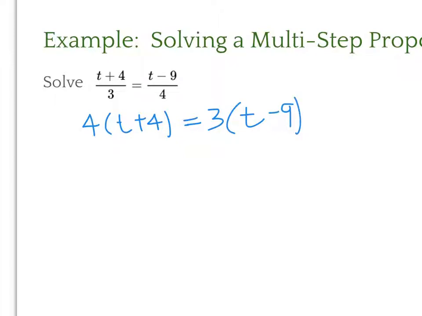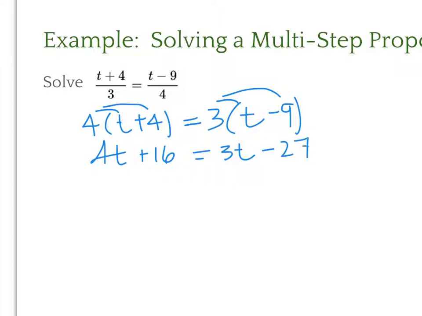I'm going to distribute on both sides of the equation. So 4 times t is 4t, 4 times 4 is 16, 3 times t is 3t, and 3 times negative 9 is negative 27. Now you may recall the rule: we try to always bring the smaller coefficient to the bigger one. Since 3 is smaller than 4, I'm going to bring 3t over to the 4t by subtracting.